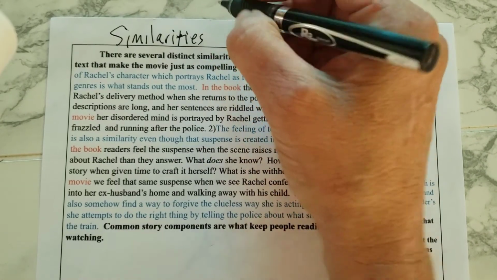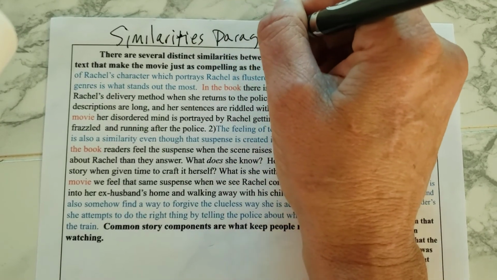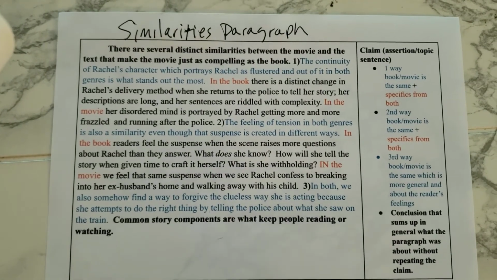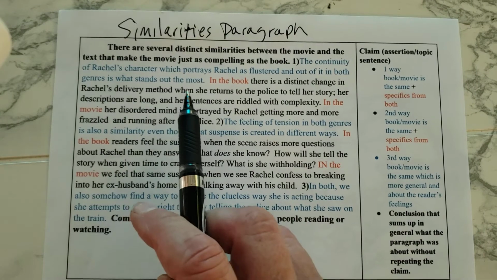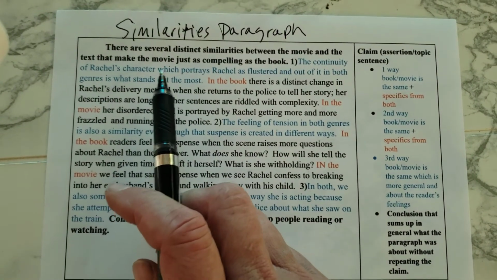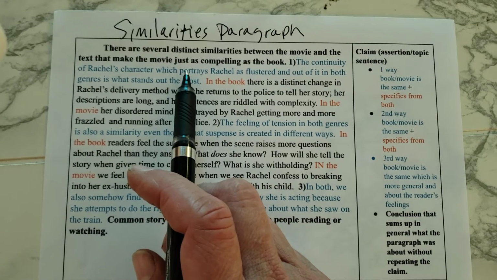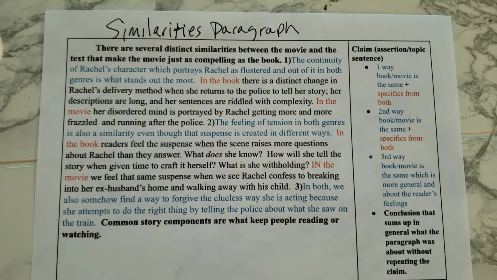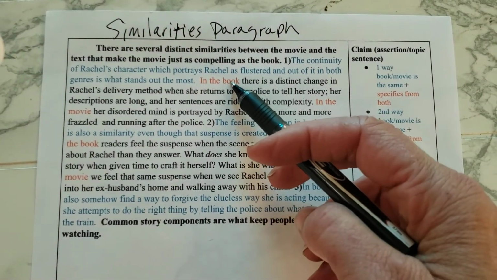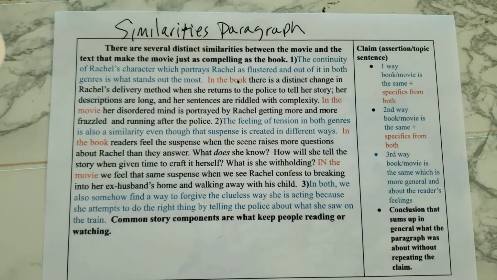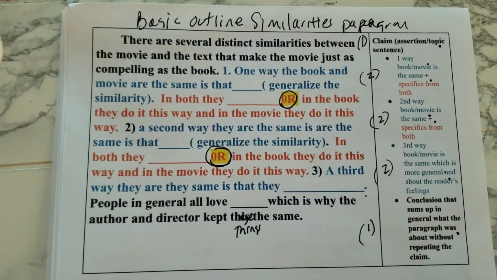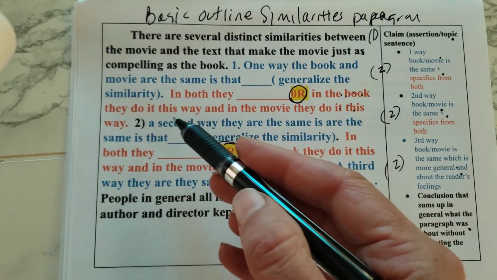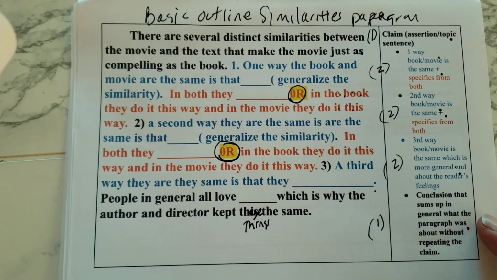Similarities paragraph. All right? Notice in mine I said the character is the same because Rachel is flustered and out of it. And then I say in the book they show it this way, in the movie they show it this way. So I chose to do this for each one of them. I talk about the book first and how they did it, and then the movie and how they did it. Okay?